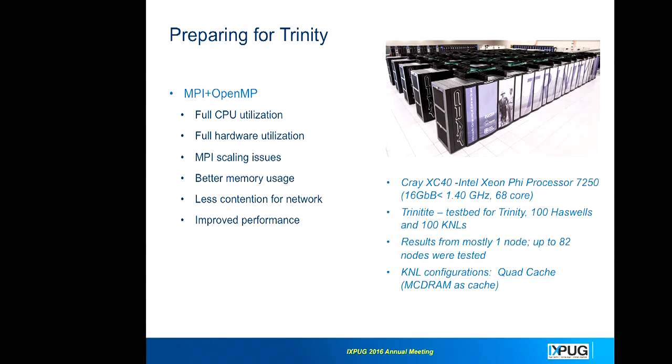Right now, I've been working on Trinitite, which is a test bed for Trinity. It has 100 Haswells, 100 KNLs, and a lot of the work has been done on one node, and some of the work goes up to 82 nodes, but that's in the appendix if we have time. I know I got in late, so everyone's ready for the break. And a lot of the configurations were on quad cache, meaning MCDRAM was used as cache.